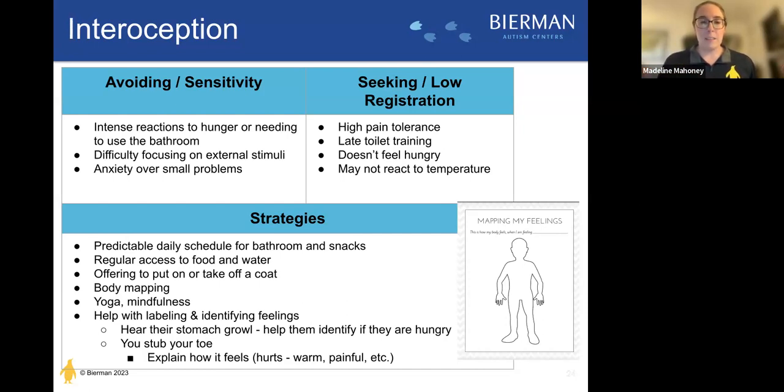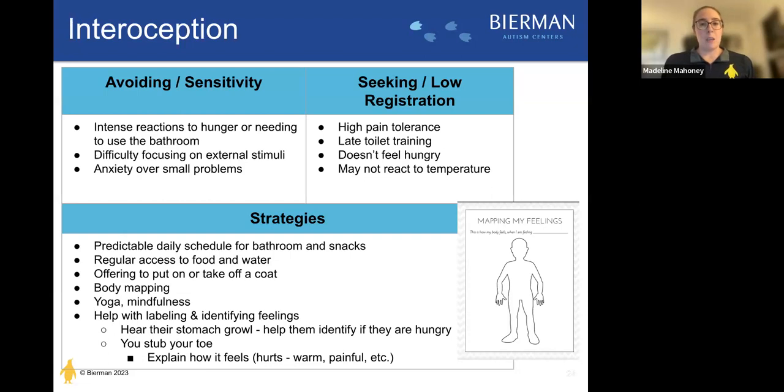and seeking differences, but again, just providing daily schedules for bathrooms, breaks, snack times, and just having access to that food and water can really be helpful for kids who maybe are avoiding or seeking in either area. For older kids, if it's possible, we could do a map my feelings worksheet and just learning, how is your body feeling in this moment, taking a minute to realize what's going on and taking that pause and that break to understand how we're feeling.